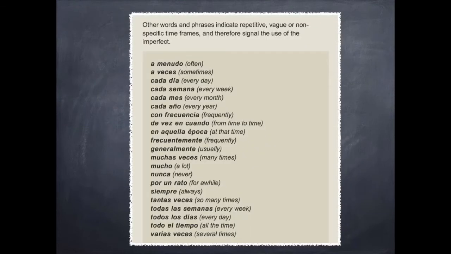So here's a list. You might want to pause it to write these down. These are some typical words that will signal the use of the imperfect. So write these down. It's recommended that you memorize them because they'll be very helpful in identifying when you're going to use the imperfect or the preterite. Let's go write them down now.